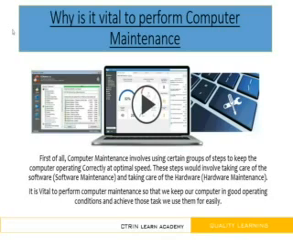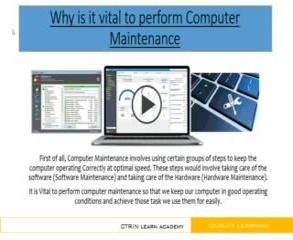That's why we say here that computer maintenance is essential, mainly because it's going to keep your computer running at vital and optimal speed, no matter the length of time you use it. So we say that computer maintenance involves using certain groups of steps to keep the computer operating correctly and at optimal speed.